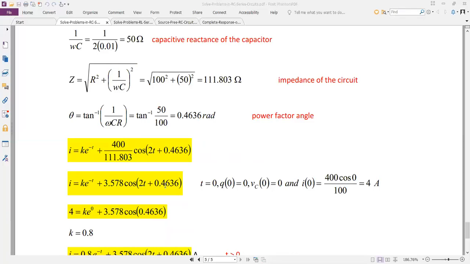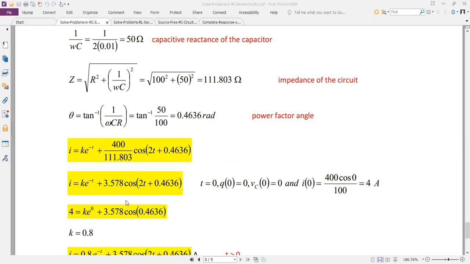And if we need to determine the K again, initially in the circuit, we need to know the current. So the current in the circuit at time equal to 0 is 400 cosine t over 100, or that's the V over the R. Where did you get this? This is taken from the formula that the voltage drop in your resistor is equal to iR. So if you want the i, then that would be voltage over the R. And that's 4 amperes.